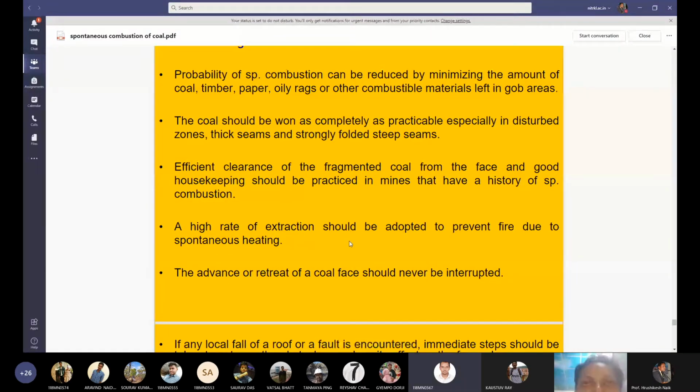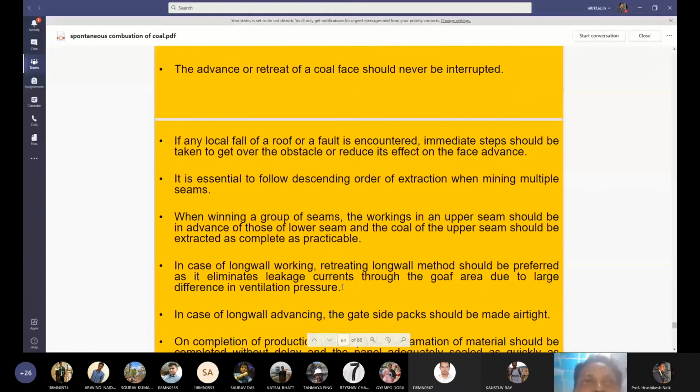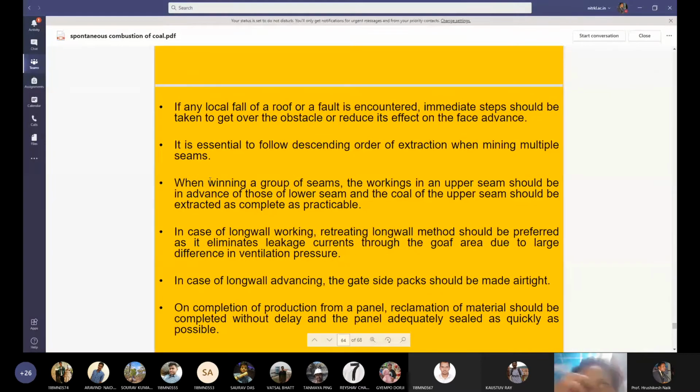In a high rate of extraction, the advance or retreat of a coal face should never be interrupted. And if any local fall of a roof or fault occurs, immediate steps should be taken to get over it or reduce its effect on the face.